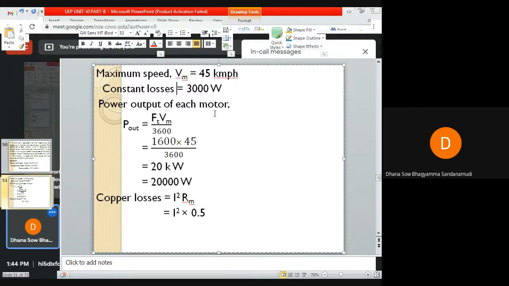So power output for each motor, the formula is known to you, F_t into Vm by 3600. F_t is what, tractive effort, that is 1600, and Vm is 45. Just substitute it here. You will get 20 kilowatts. I'm sorry, you can write it as 20,000 watts. Copper losses are I squared R. R you already know, resistance for the motor is given, that is 0.5 ohms. So I squared into 0.5.